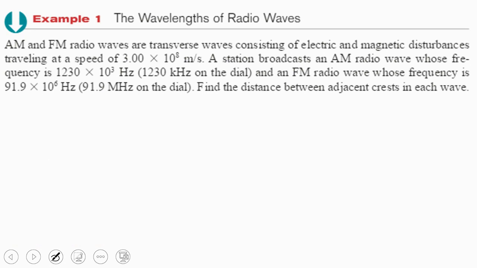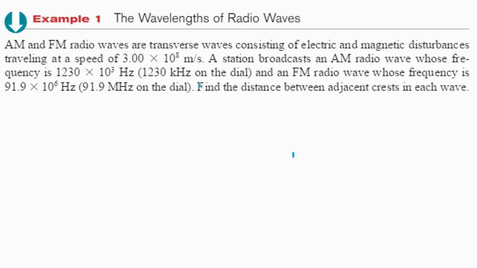A station broadcasts an AM radio wave whose frequency is 1230 times 10 to the 3rd hertz, which is 1230 kilohertz, and an FM radio wave whose frequency is 91.9 times 10 to the 6th hertz. Find the distance between adjacent crests in each wave.